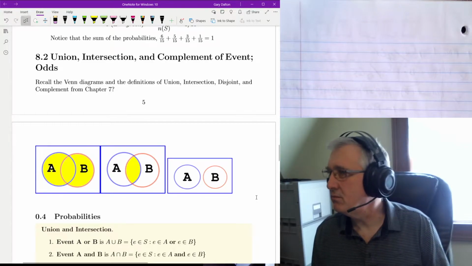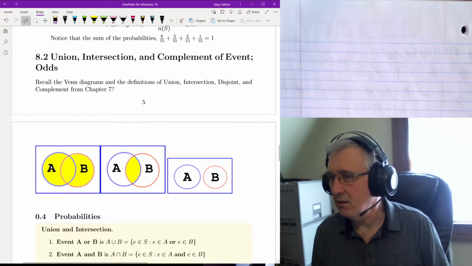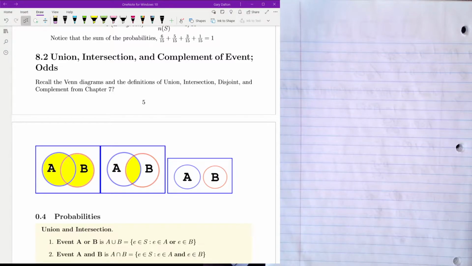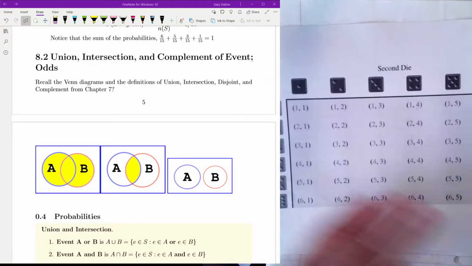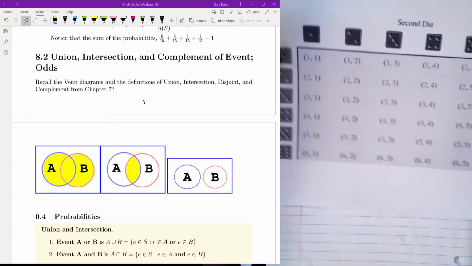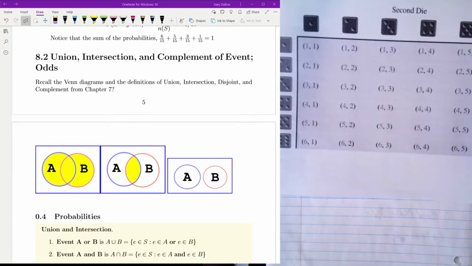I'm going to turn my view off. There we go. And a lot of times I'm going to be referring to this chart as well when I do some of these things, just so you know. So if you've got one of those available to you, great. Anyways, when we're talking about probabilities, we're talking about a couple of different things.